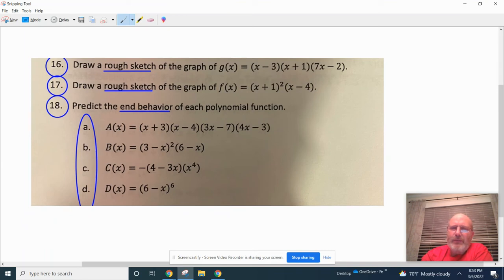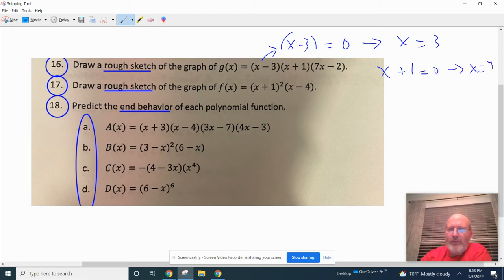I set each one of these equal to 0 and solve. So x minus 3 equals 0 means that x equals 3. X plus 1 equals 0 means that x equals -1. That's -1. And the 7x minus 2 equals 0. If I solve that for x, I add 2 to both sides and get 7x equals 2. And then divide by 7 and get x equals 2/7. Oops, 2/7.